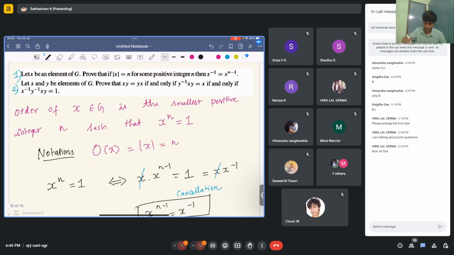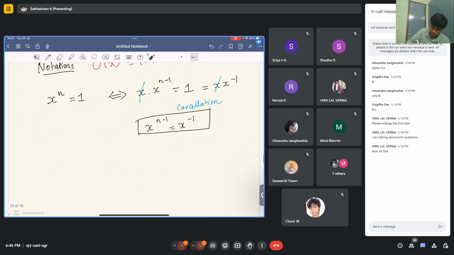Let's look at the second problem. It says let x and y be elements of G. Prove that xy equals yx, that is, they commute, if and only if y inverse xy is equal to x. This type of thing is usually called the conjugation of x by y. So there is a name for it. And if and only if x inverse y inverse xy is 1. Let's write it one by one.